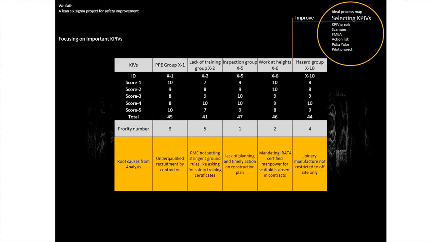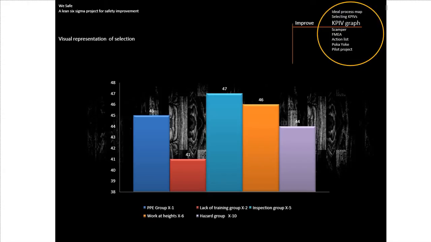The root cause for this group is underqualified recruitment by the contractor. Next is the hazard group. The reason is concluded as joinery manufacture not restricted to offsite only. The next is the lack of training group, and the root cause for this is analyzed as PMC not setting up stringent ground rules like asking for safety training certificates. A visual representation is shown in the next slide.